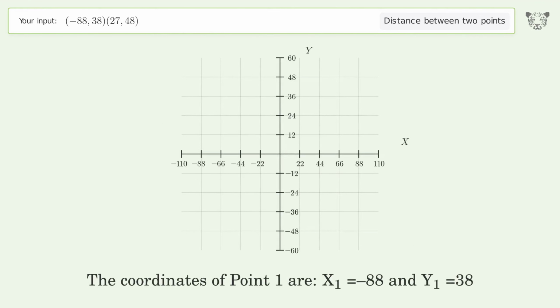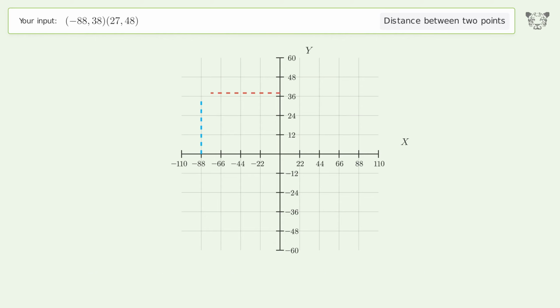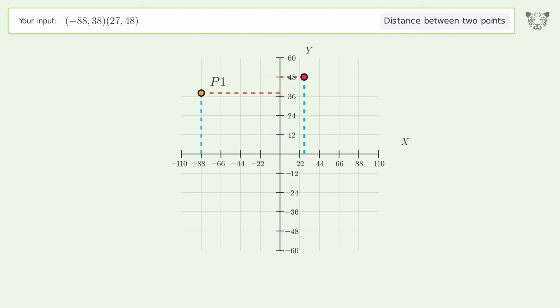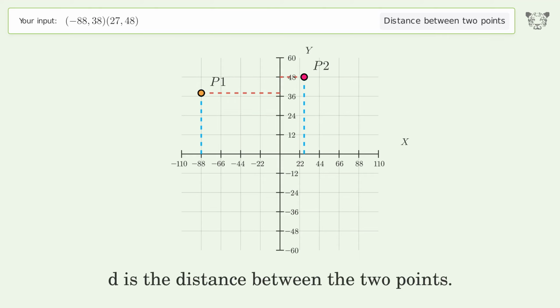The coordinates of point 1 are, x1 equals -88 and y1 equals 38. The coordinates of point 2 are, x2 equals 27 and y2 equals 48. D is the distance between the 2 points.